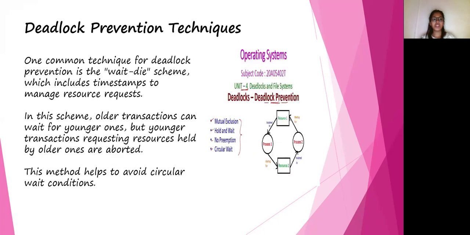Deadlock prevention techniques. One common technique for deadlock prevention is the wait-die scheme, which uses timestamps to manage resource requests. In this scheme, older transactions can wait for younger ones, but younger transactions requesting resources held by older ones are aborted. This method helps to avoid a circular wait condition.